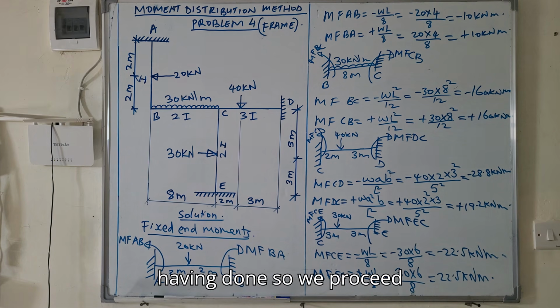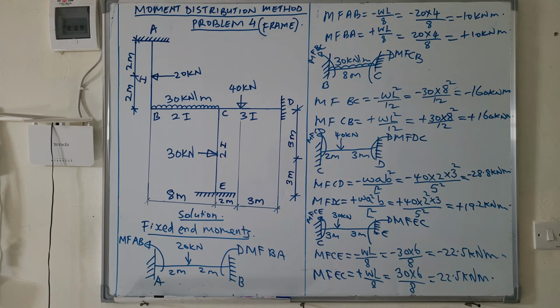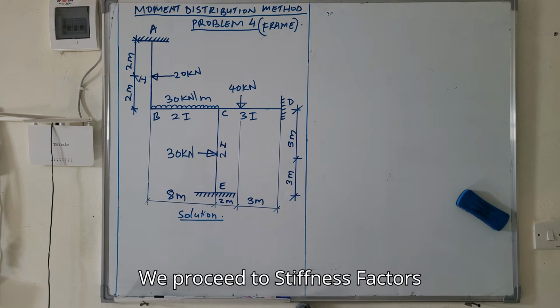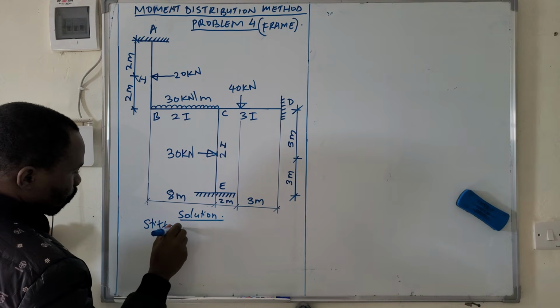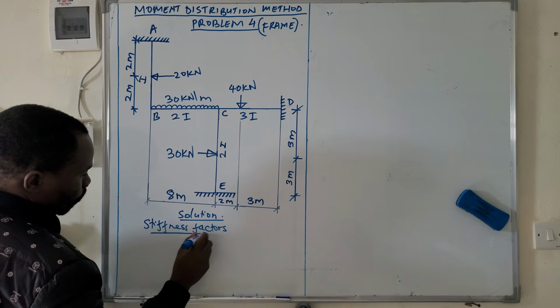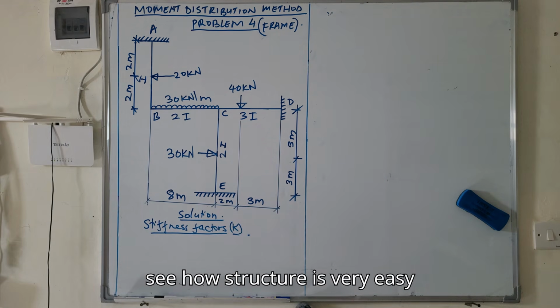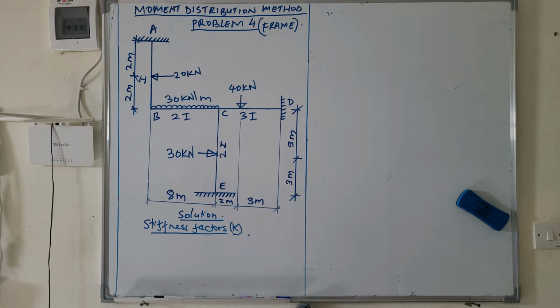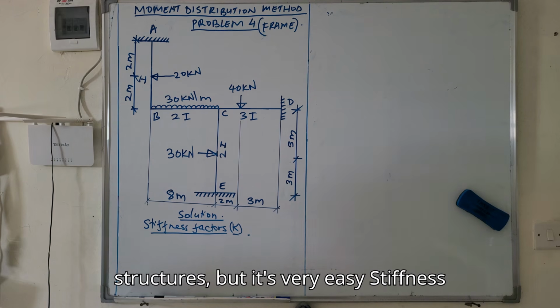So after having done so, we proceed to stiffness factors, which is K. So let's see how we're going to do it. We proceed to stiffness factors, which is K. So you can see how structures are very easy. Many people fear structures, but it's very easy.